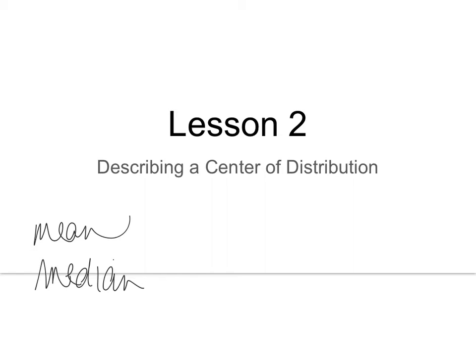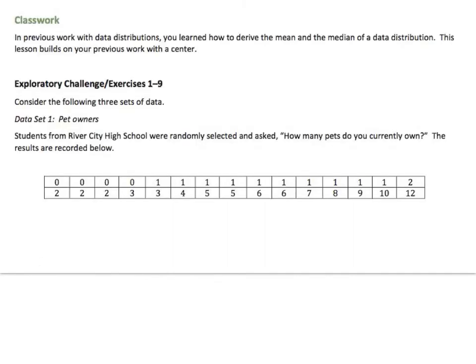And then we're going to talk about observing and explaining the means and the medians and how they're different when distributions are skewed. We talked about skewed yesterday. So to begin, look at our classwork. In previous work with data distributions, you learned how to derive the mean and the median of a data distribution, and that might have been a long time ago. You might not have learned it if you're new to our class, new to the school, so we'll go through it again, not to worry.